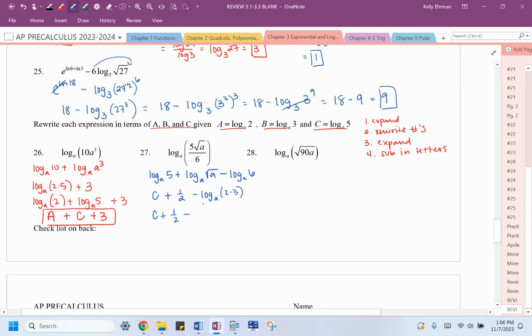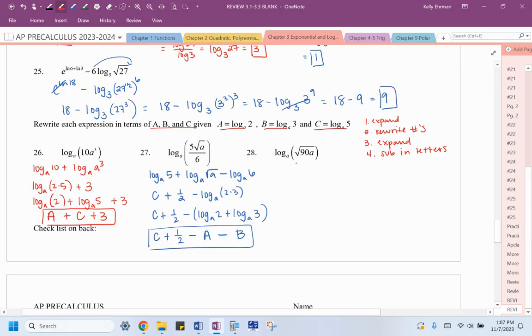Be careful when you expand this. You're subtracting this sum, so it's going to be minus log base a of 2 plus log base a of 3. Either put the addition in parentheses or distribute the negative through right away. So we have c plus 1/2 minus capital A minus capital B. And you can change the order up of that if you want to. I'm just going to leave it as it is.